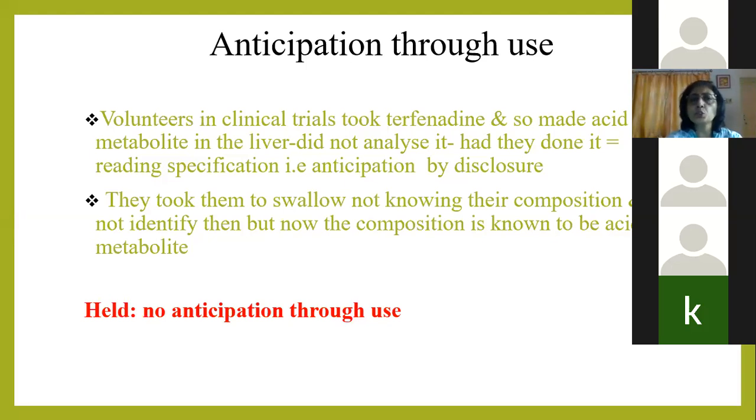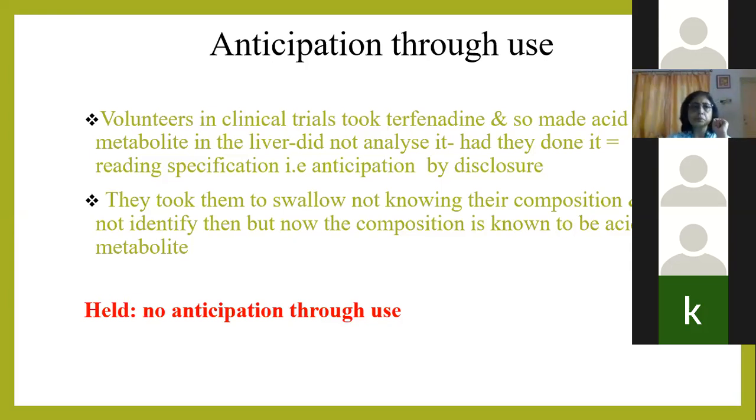They took it to swallow, not knowing its composition and not identifying it, but now the composition is known to be an acid metabolite. So those volunteers who had taken it didn't know that this was the acid metabolite, and they just ingested it. So it was not used. Had they known that it is an acid metabolite working in my body, that would have been my use in my body. And since there were so many people using it, it would have been public use.